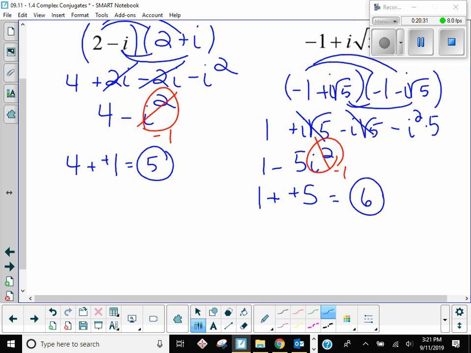See how there are no more i's? Right? That's what happens when you multiply by conjugates. The radical or the i's or both, they cancel out. Okay? We'll finish this lesson tomorrow, but I am going to give you your homework so you can do some of it.